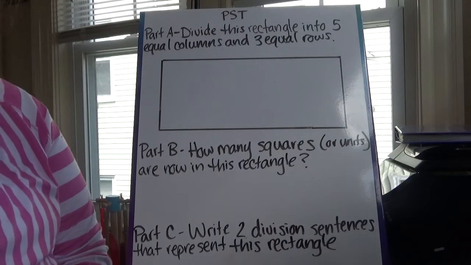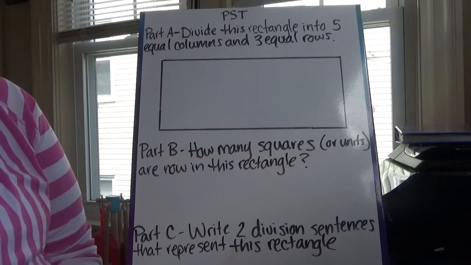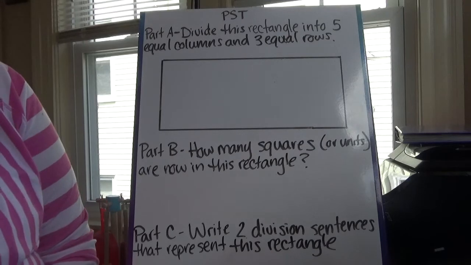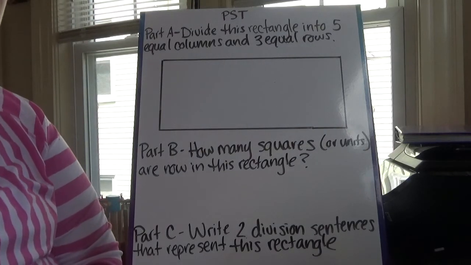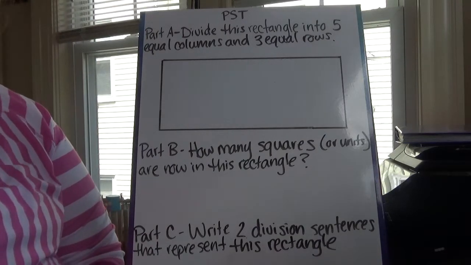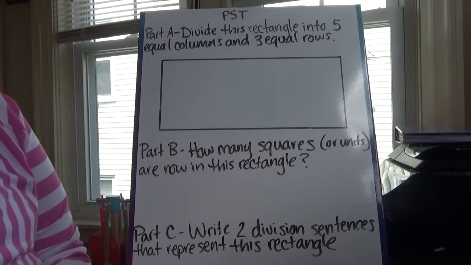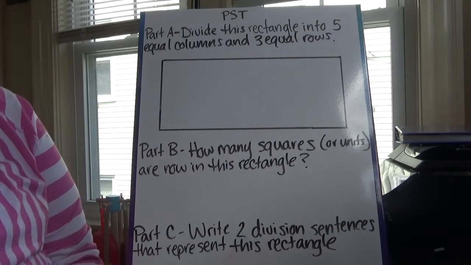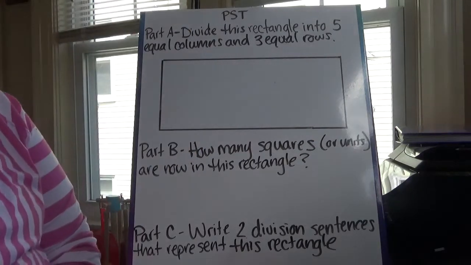So we're going to jump into our next math lesson, and this math lesson is going to build on what we did yesterday. Yesterday in our lesson, we took rectangles and we partitioned them into rows, or we partitioned them into columns. Today, we're going to take a rectangle and partition it into both rows and columns. And then we'll have a chance to write some division number sentences that represent what that rectangle is showing us.